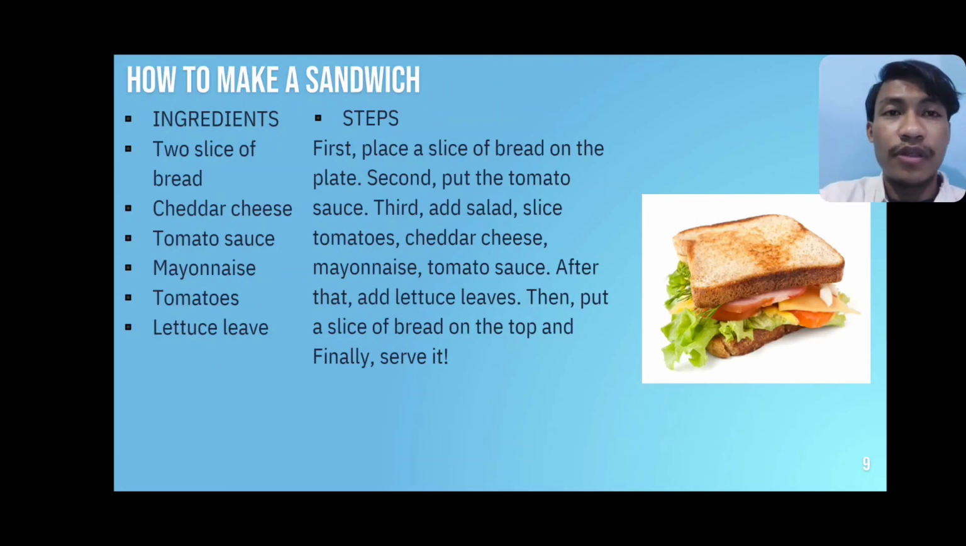First, the ingredients are two slices of bread, cheddar cheese, tomato sauce, mayonnaise, tomatoes, lettuce leaf. And also there are steps. First, place a slice of bread on the plate. Second, put the tomato sauce. Third, add salad, sliced tomatoes, cheddar cheese, mayonnaise, tomato sauce. After that, add lettuce leaves. Then put a slice of bread on the top and finally serve it.